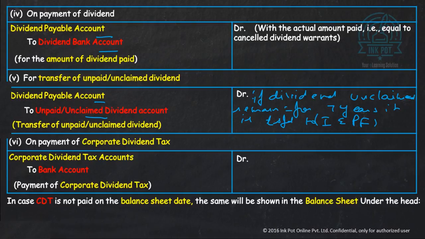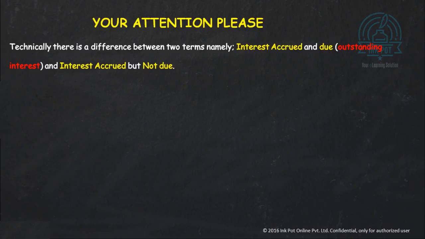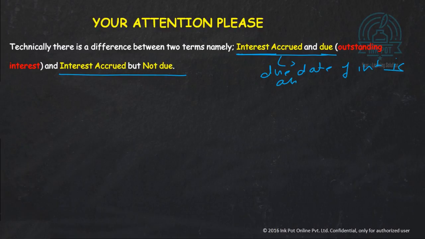I have already said at the beginning of this presentation that we are going to distinguish between interest due and interest accrued: interest accrued and due, and interest accrued but not due. What is the difference between them? Interest accrued and due means the due date of interest has arrived. In the other case, the due date of interest has not arrived.